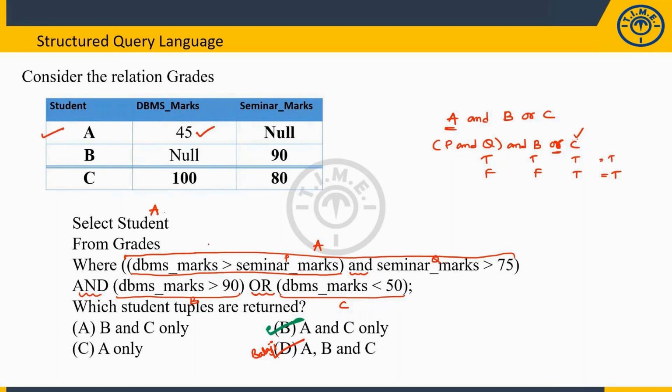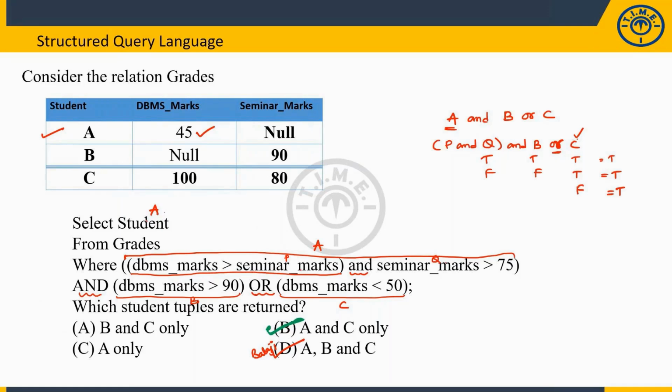Now suppose this is false. In B we have a null row, in the second row of DBMS. Null is less than 50? Let me finish, I didn't talk about null yet. Are you saying null is less than 50, correct?